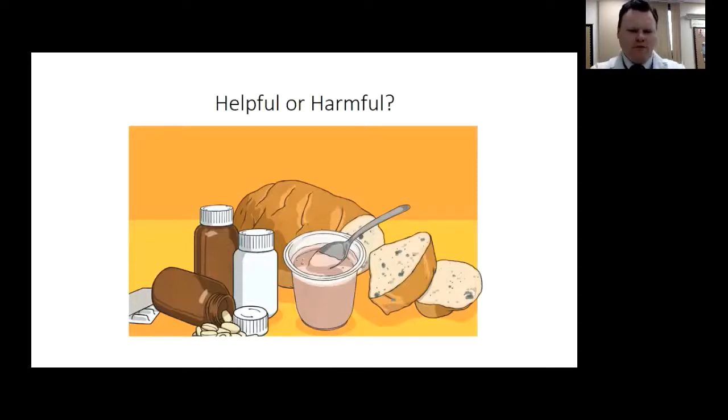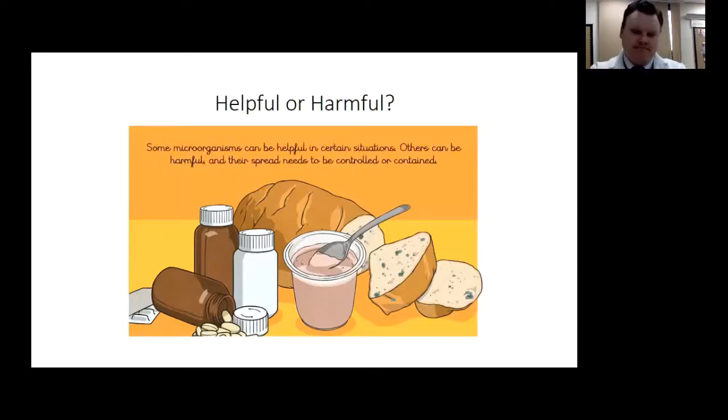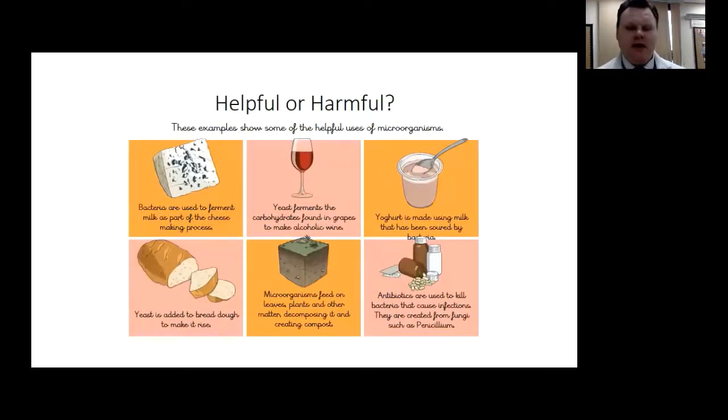So helpful or harmful? Well, certainly in the case of coronavirus, incredibly harmful. Some microorganisms, though, can be helpful in certain situations, and others can be harmful and their spread needs to be controlled or contained. Let's look at some examples. Starting from the top left, bacteria are actually used to ferment milk as part of the cheese making process. This is particularly evident in blue cheese, and we can actually see the results of the bacteria on the cheese itself.